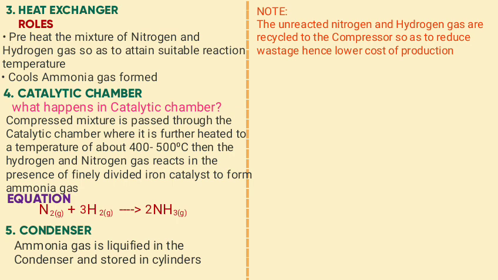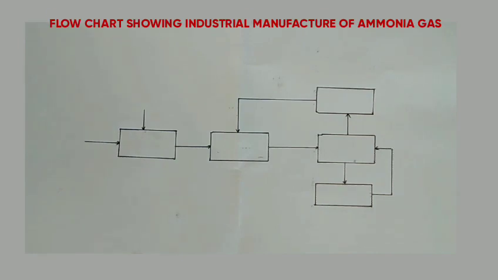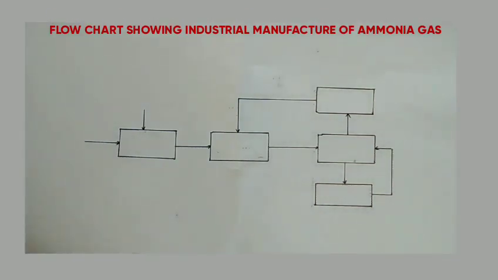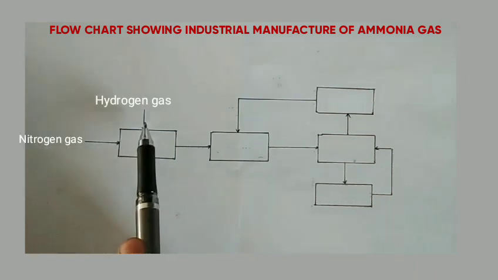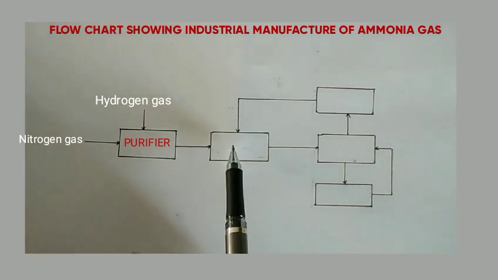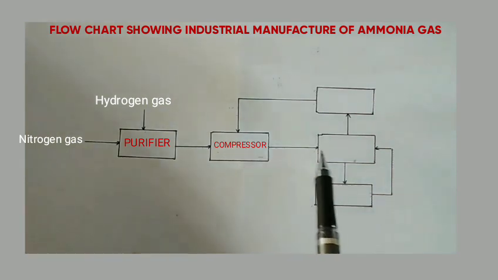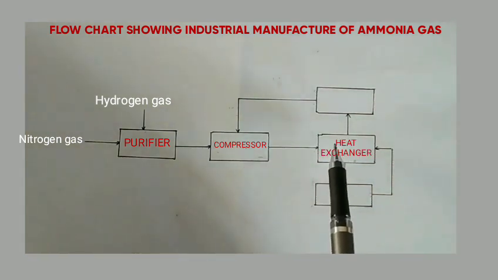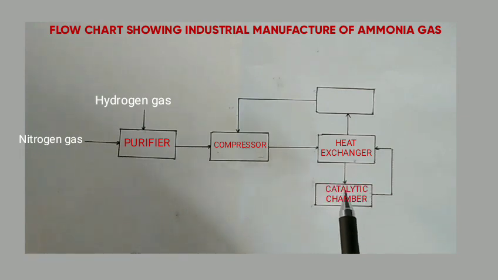Now the flow diagram below shows industrial manufacture of ammonia gas. So the raw materials, which are nitrogen and hydrogen, enter the first part, which is the purifier. From the purifier, it is pumped to the compressor, where the mixture is compressed to about 200 atmospheres. Then pumped to the heat exchanger, where, as I say, it is used to preheat the mixture so as to attain suitable reaction temperature. From there, the mixture is pumped to the catalytic chamber, where the nitrogen and the hydrogen react to form ammonia gas. So we have about 10% conversion.